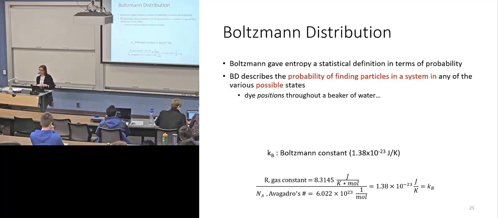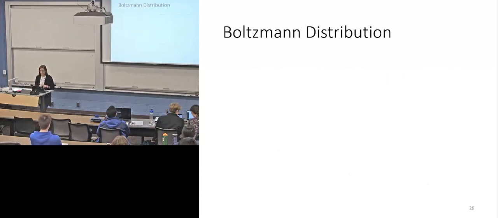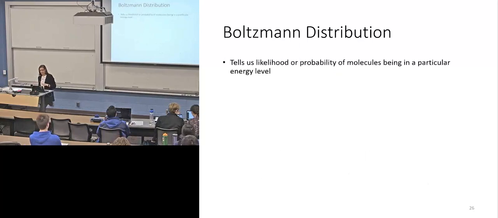So it could be positions, okay? It could be dye positions in the beaker of water. It could be some sort of molecular arrangement. It could be a protein conformation, okay? And the one we are talking about right now is energy levels, right? So how are things going to want to distribute themselves among different energy levels? So it tells us the likelihood, or the probability, of molecules being in a particular energy level.